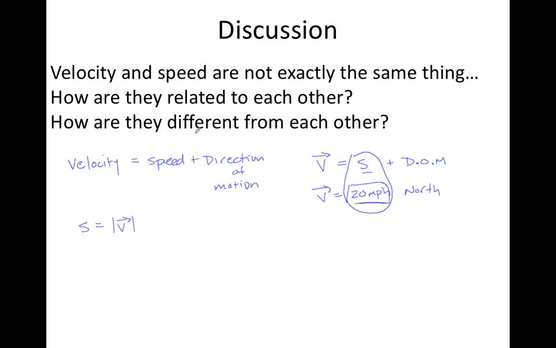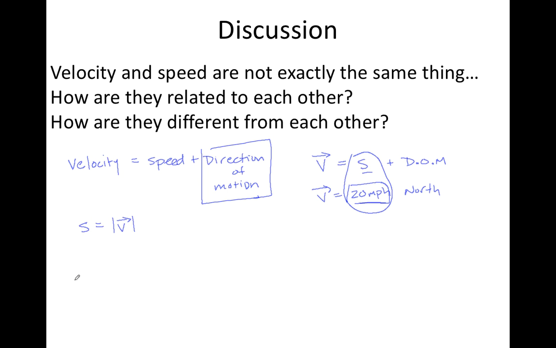So how are they different? Well, the main difference is direction of motion. If you're describing direction of motion, you're describing a velocity, where with speed, you're just telling me how fast. So velocity is really just speed with some extra information contained in it. And sometimes that extra bit of information is important, sometimes it isn't.